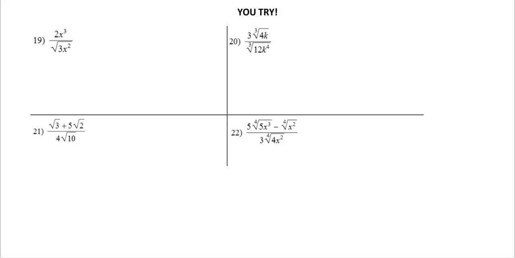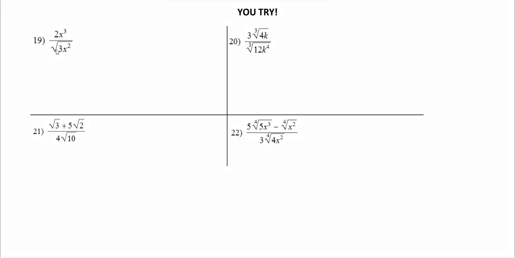Okay, numbers 19 through 22 are very similar to what you just did, so I want you to practice right now. Go ahead and try, hit pause, and then hit play. Okay, hopefully you paused for a long enough amount of time, and I want you to at least try these, okay? If you finished them, great. If you didn't, again, we need to make sure we see where we're going wrong here.